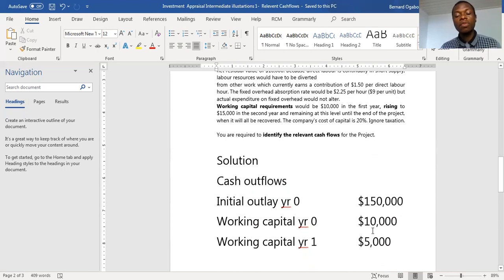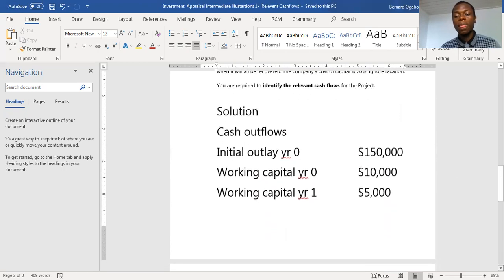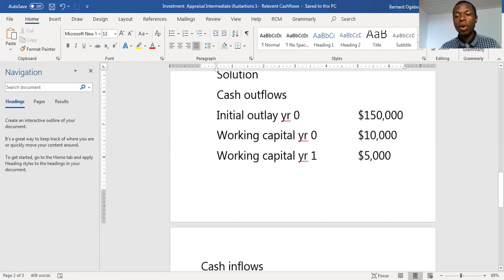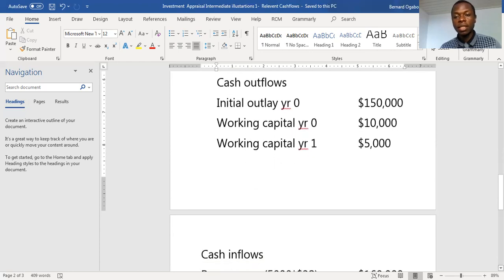Then it will rise to 15,000 in year 2. So there will be additional working capital requirement of 5,000 in year 2 to make it 15,000. So we treat it as occurring in year 1. Don't forget that cash outflow for working capital is treated as occurring in the previous years.